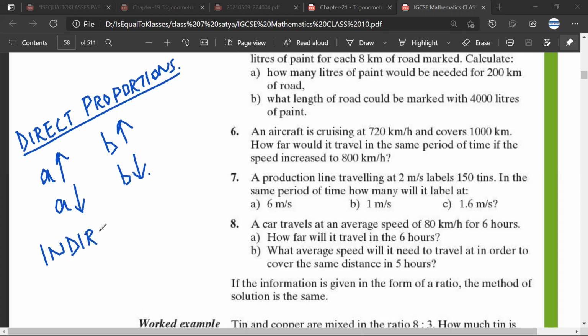There is something called indirect proportion also. That we'll do some other time. But right now we are not doing this. Satya, any doubt? No, sir.